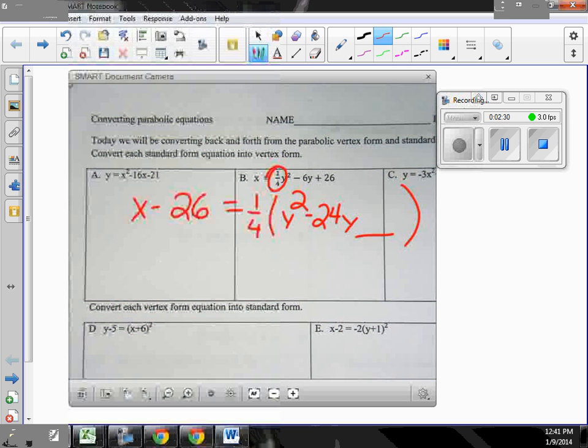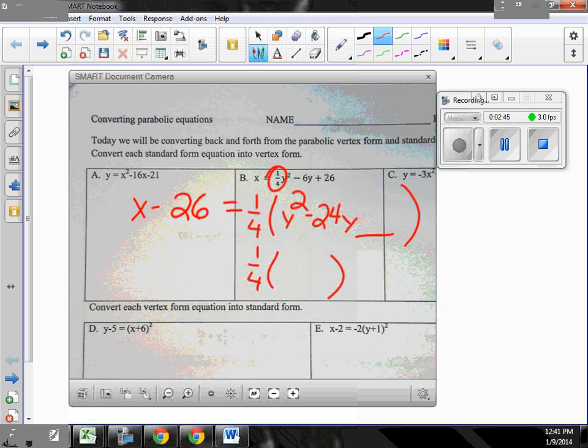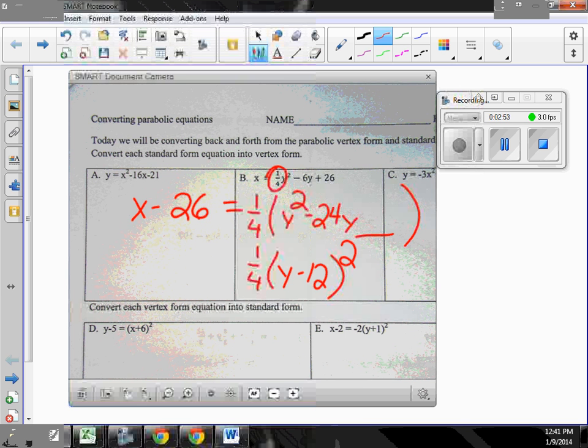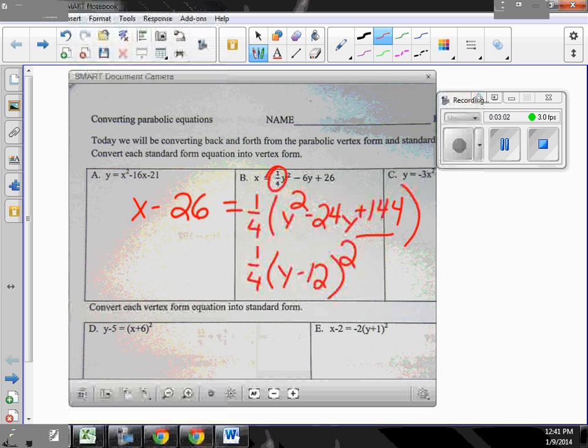Is everybody okay with that? Okay. So 1/4 times, what is my factor? Y minus 12. Everybody understand that? So y minus 12 to the second. If 12 is my factor, what is my perfect square? 144. So plus 144, but it's really not a 144.